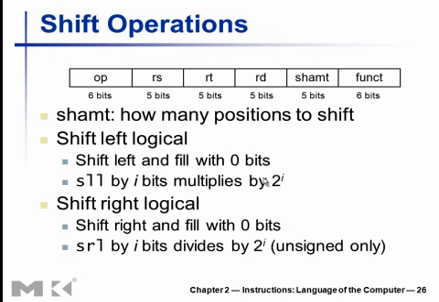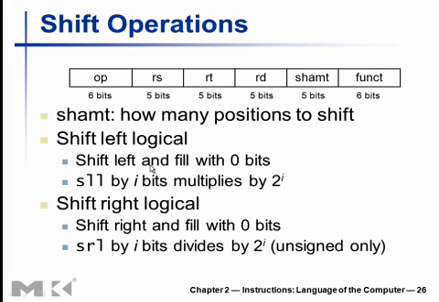Now, shift operations. The shift instruction has this format: the opcode, then RS, RT, RD, each containing 5 bits, then the shift amount, 5 bits, and a function field. The shift amount depends on how many positions to shift. You can shift up to 2 to the 5 minus 1, which is 31 bits, because 5 bits can represent 0 to 31.